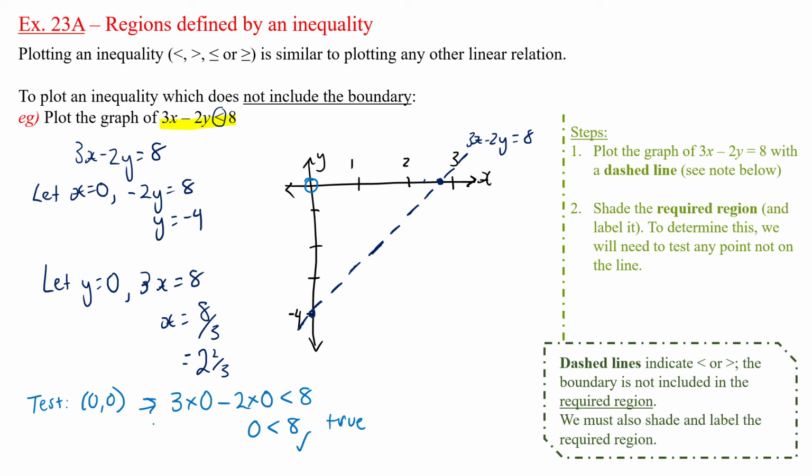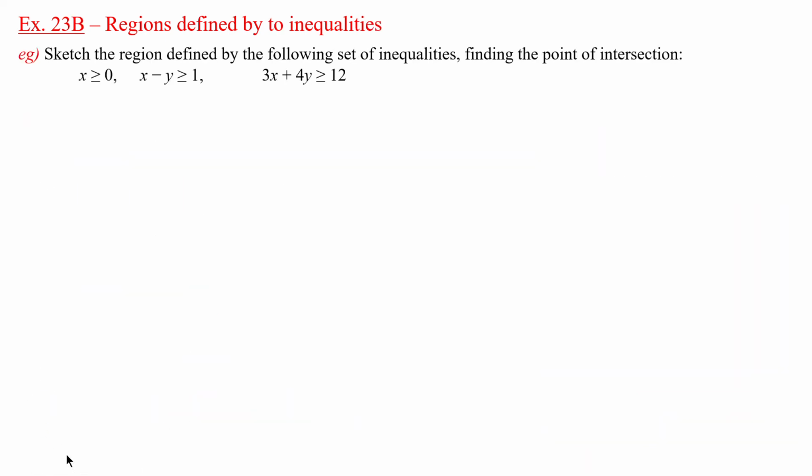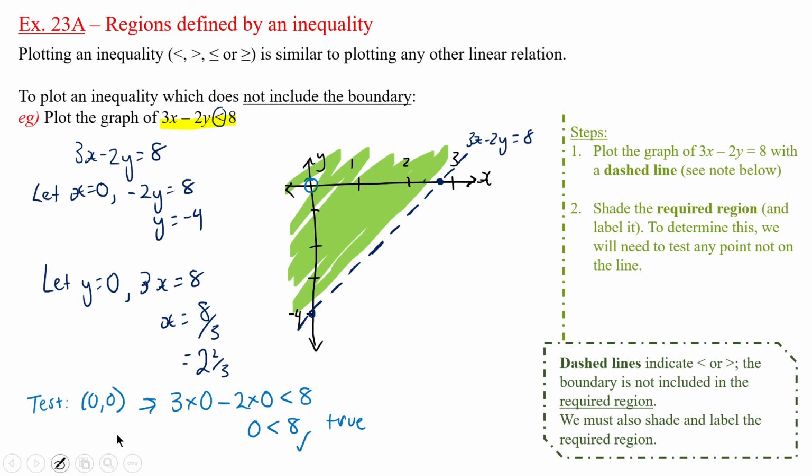So because that's true, we shade the region that has the point in it. Here I'm going to shade this half of the line containing that 0, 0 point. If I'd picked a point out on the other side somewhere, let's say I picked this point here, 3, negative 1, and substituted that into this inequality, I would have gotten a false answer and I still would have known to colour in the other side. So it doesn't matter what point you select, just make sure it's not one on the line. And then again, we're going to label the required region.